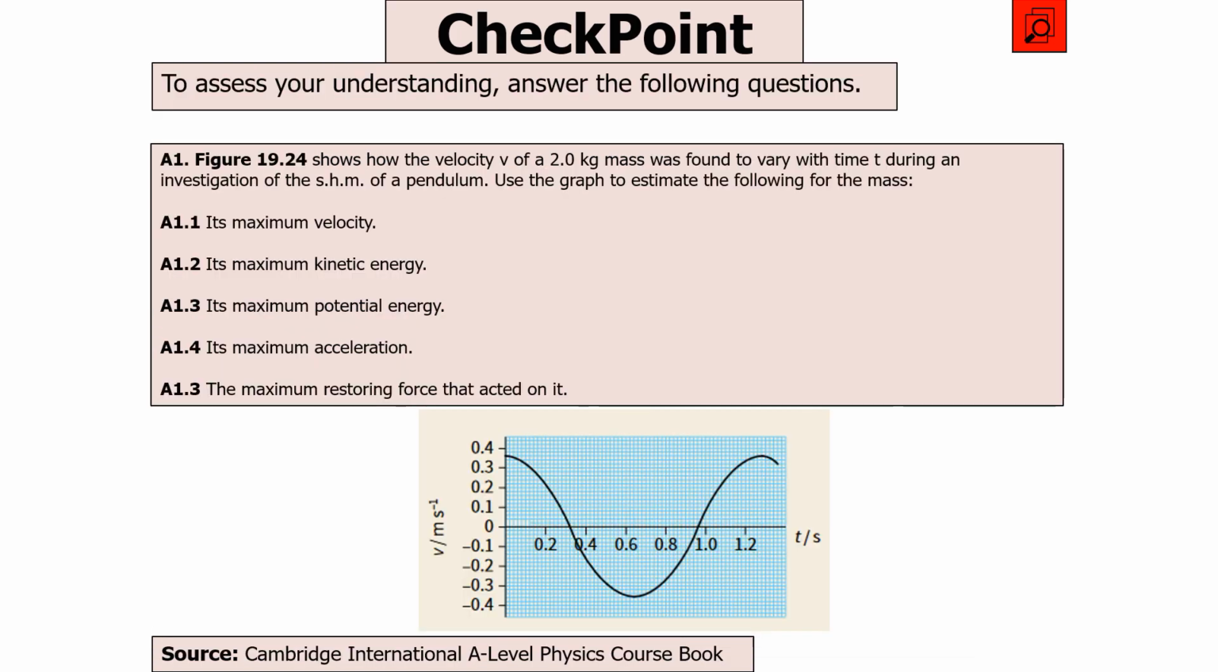The next question says, the figure below shows how the velocity of a 2 kilogram mass was found to vary with time during an investigation of simple harmonic motion of a pendulum.